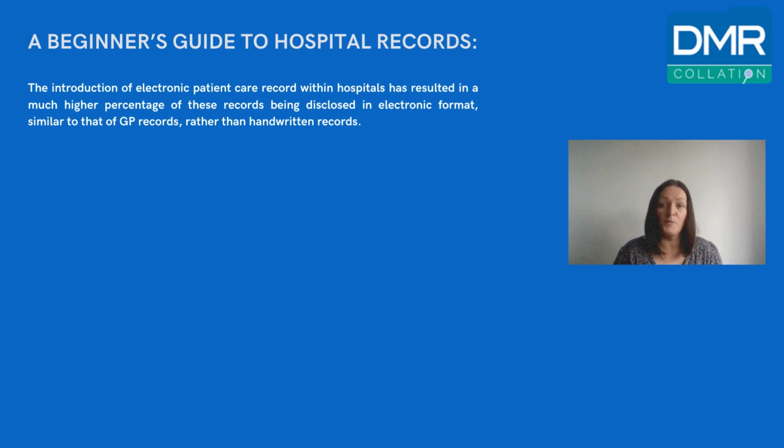The contents of hospital records will vary from trust to trust, depending on the specialisms involved. In more recent times, the introduction of electronic patient care records within hospitals has resulted in a much higher percentage of these records being disclosed in electronic format rather than handwritten records, similar to that of GP records. However, when you request copies of hospital records, you can still expect to see a combination of both handwritten and computerized records being disclosed.